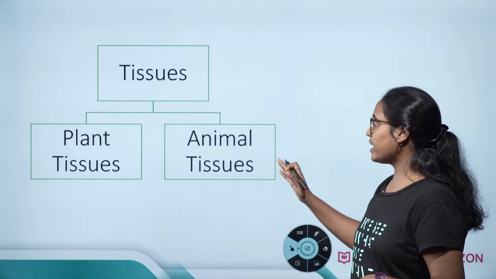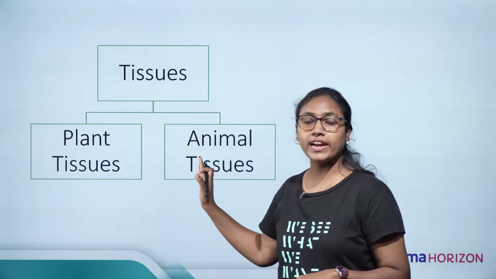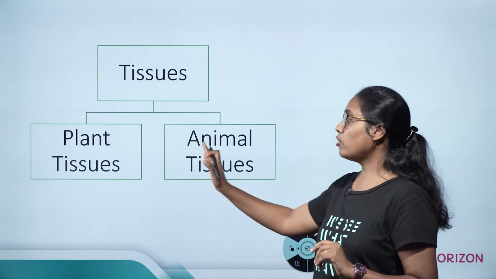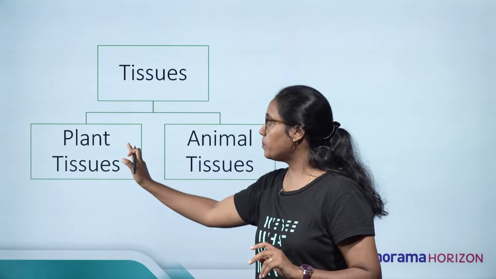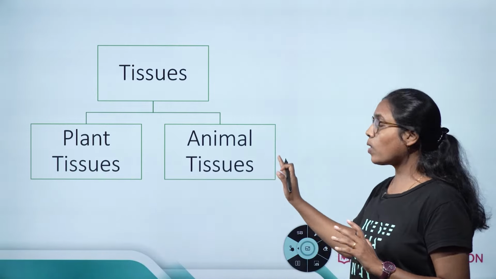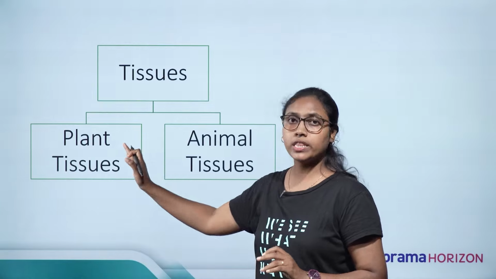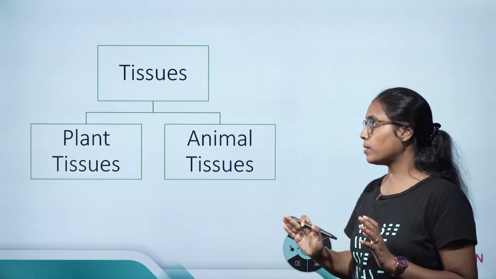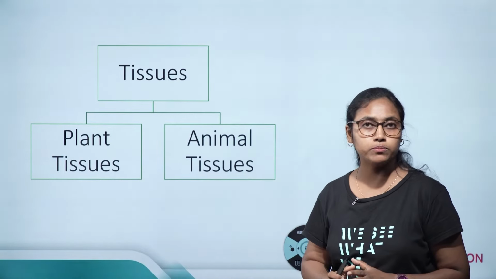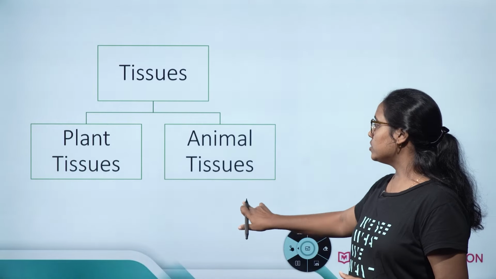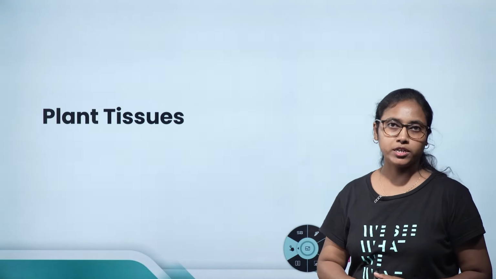Here you can see that tissues are basically divided into two. They are of two types. One is plant tissues and the other one is animal tissues. Now let's begin with plant tissues. We'll study what plant tissues are and what the different types of plant tissues are.